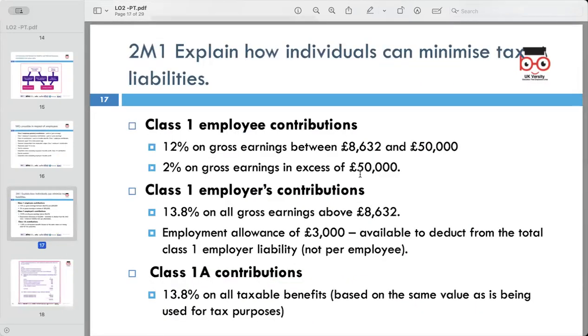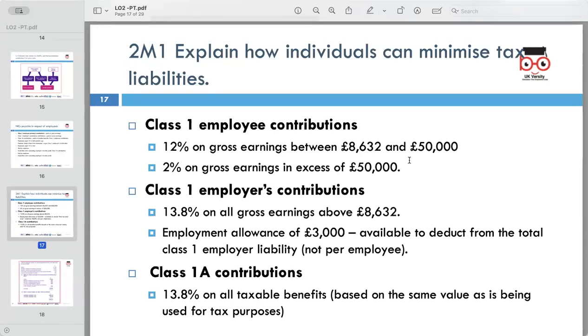So here, we explain how individuals can minimize tax liabilities: Class 1 employee contributions, employer contributions, and Class 1A. Class 1 employees can reduce their taxable income by contributing to certain schemes like pensions. For Class 1 contributions, employees pay 12% of their gross earnings between £8,632 and £50,000, and 2% on earnings above £50,000.